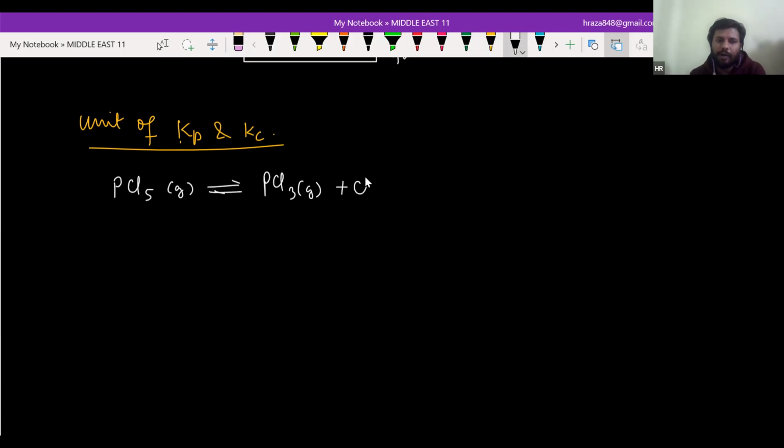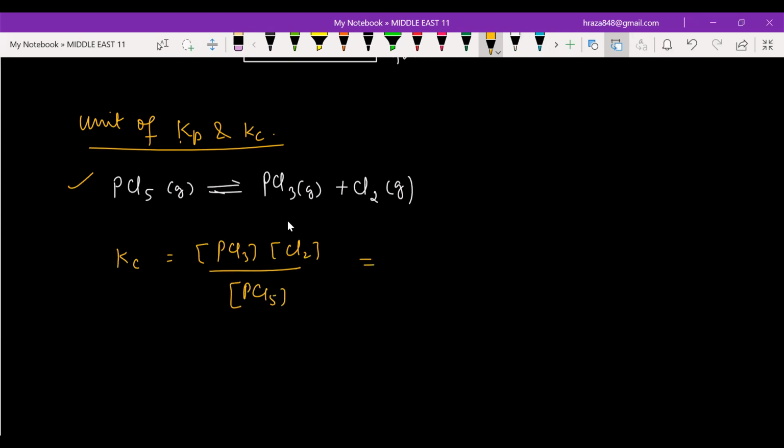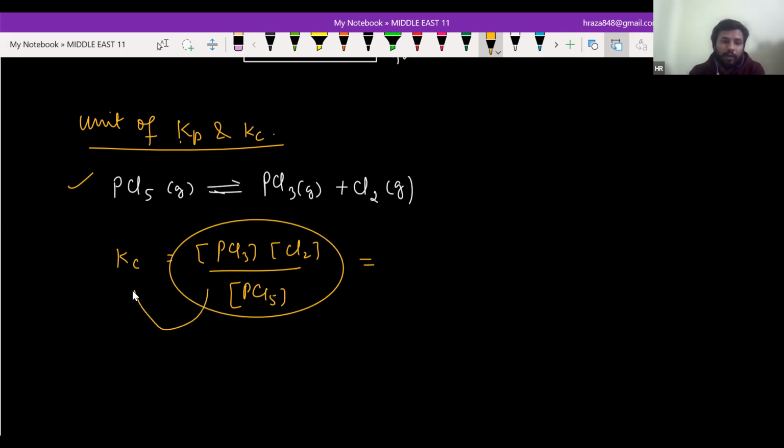in gaseous state plus Cl2. And if I ask what is the unit of Kc, just remember this is the reaction, and what is the formula? The formula will be PCl3 and Cl2 upon PCl5, right? The unit of Kc will be equal to the unit of this quantity. Yes, sir. So what is the unit of PCl3? This is mole per liter. What is the unit of Cl2? This is also mole per liter. Upon what is the unit of this? This is also mole per liter.